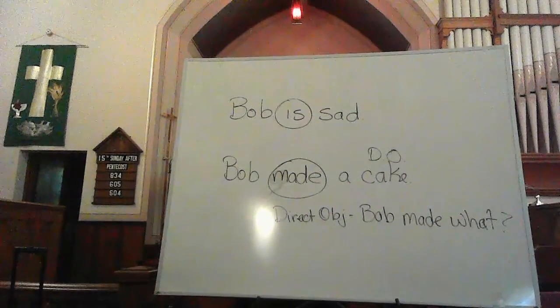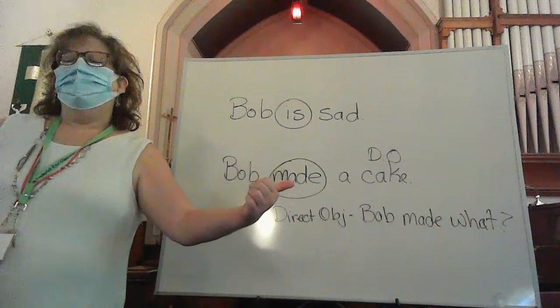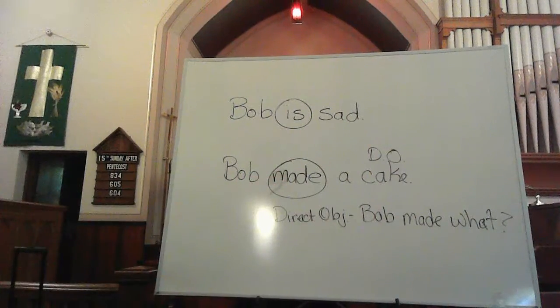If I had a sentence, the cat ate mustard. The cat ate what? Cat ate mustard. John kicked the ball. John kicked what? John kicked the ball. So we want to be able to answer that what question. And that's what's going to happen with a direct object. So the official definition of a direct object is a noun or pronoun that receives the action of the transitive verb directly. And it answers that what question.